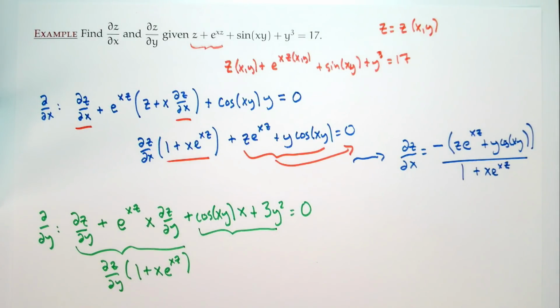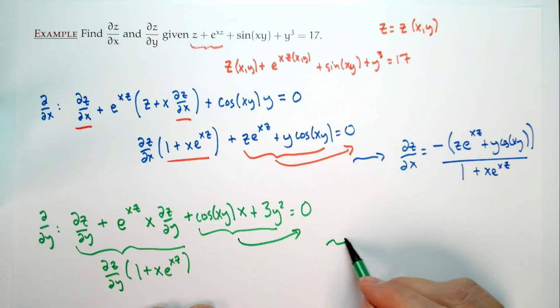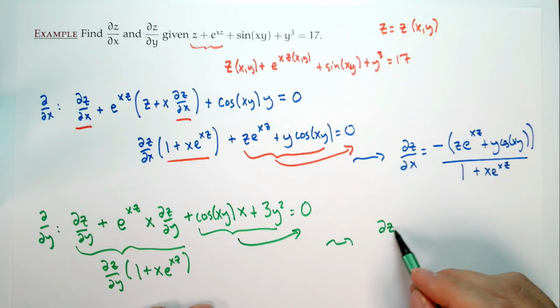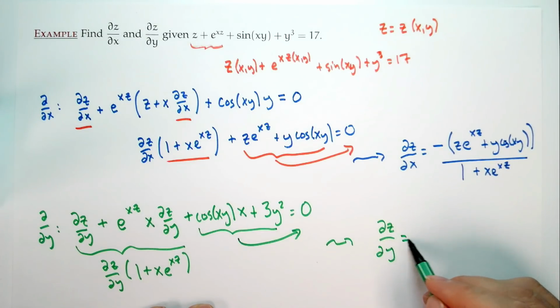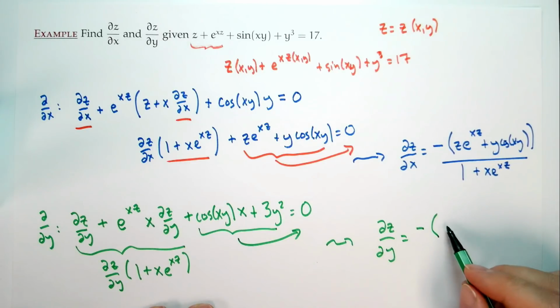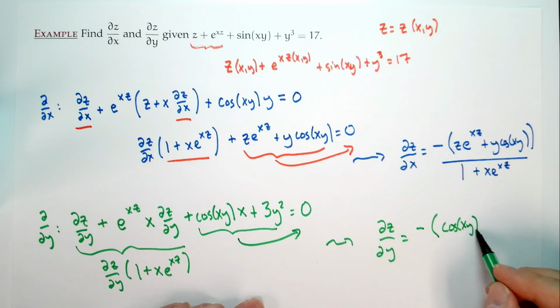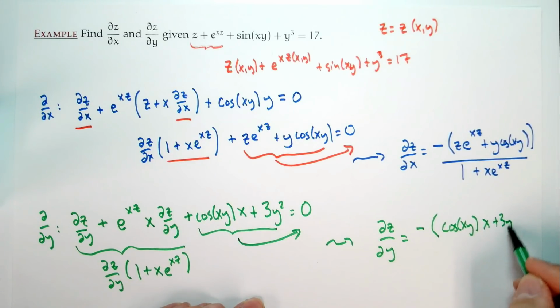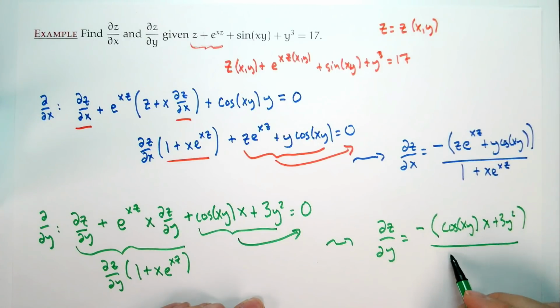And it's not the same function when we have x swapped with y. So we do what we did before, move it over, divide, and so we can conclude the derivative of z with respect to y is negative of, and here we'll have cosine of xy times x plus 3y squared divided by 1 plus x e to the xz. Done. All right, good.